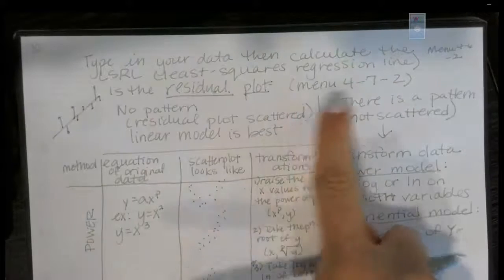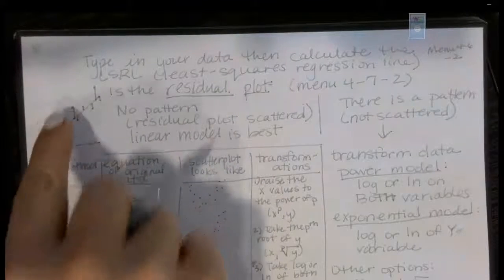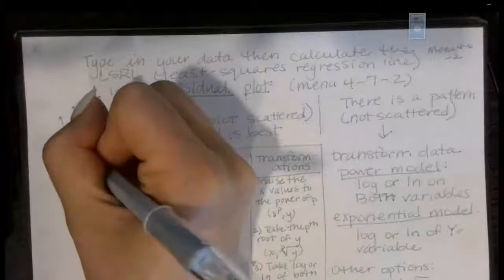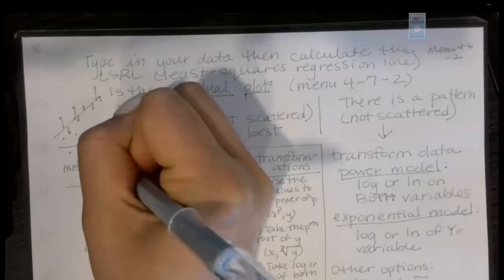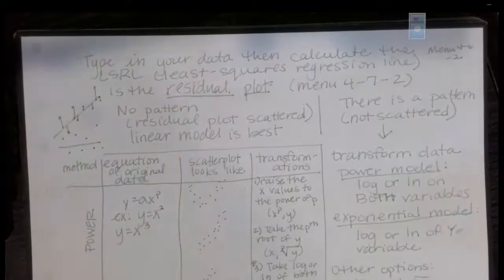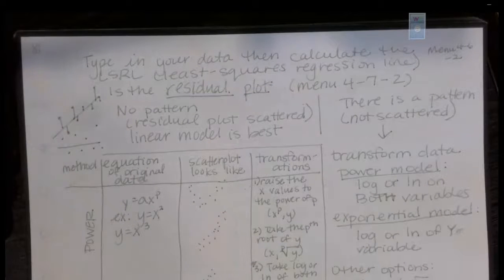And whenever you type in menu 47, it just plots a positive or negative. So this would be a positive, negative, and so on and so forth. All right. And remember that we said back way in the fall that if there was no pattern, then that meant that we could do a linear model.